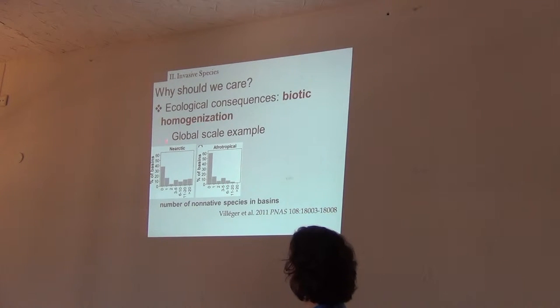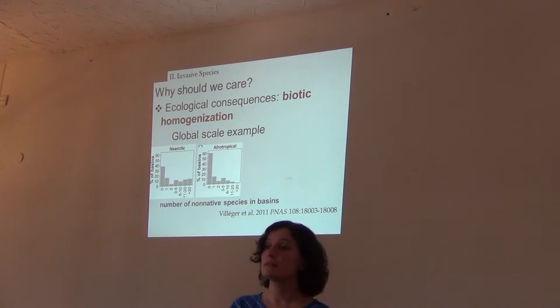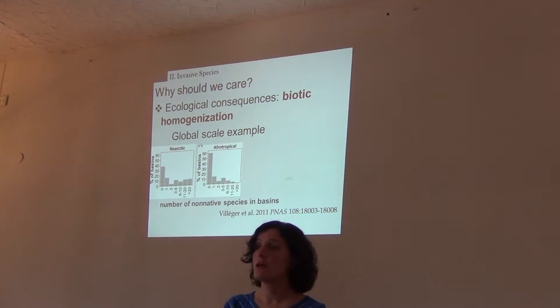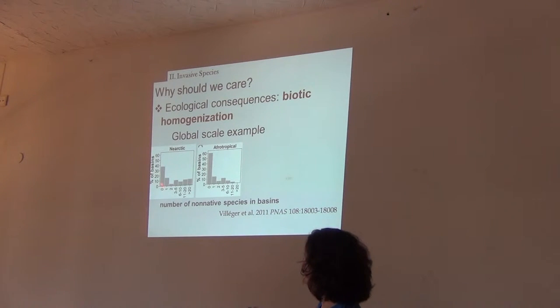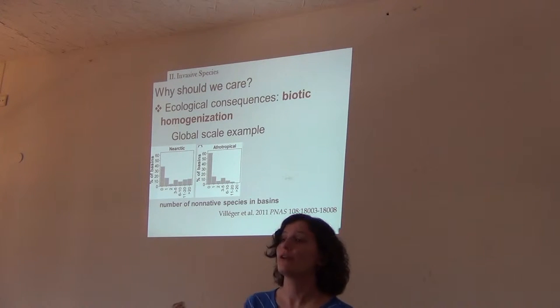Actually, a different study had a similar approach of comparing fish diversity, but this time globally. And what the researchers did in this paper, published more recently in 2011, was to compare basins across the world by biogeographic region. So what we have here, for example, for the Nearctic and Afrotropical biogeographic regions, is the number of non-native species in all basins in the Nearctic and Afrotropical regions, and then the percent of basins that have those non-native or introduced species.